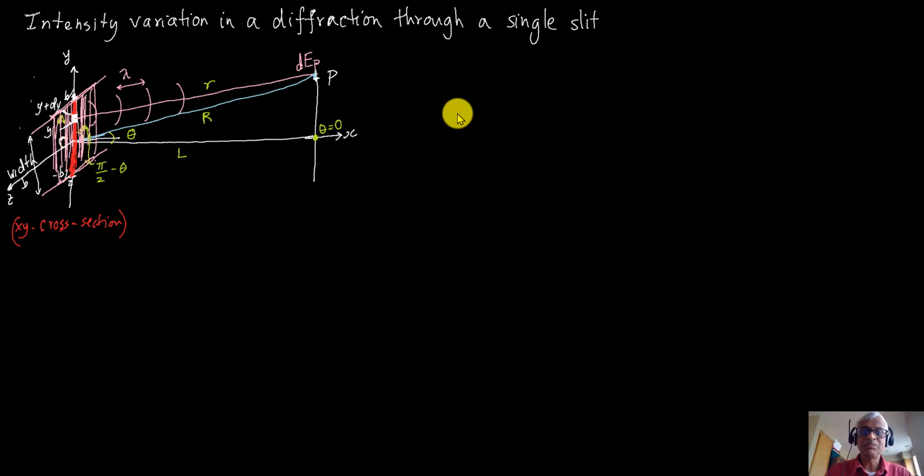Hello, welcome to another problem session. Today we're going to talk about how you find the variation of intensity. So here is a screen and we're just looking at the XY plane. Of course, the whole thing is three-dimensional, and we are going to do diffraction of light.